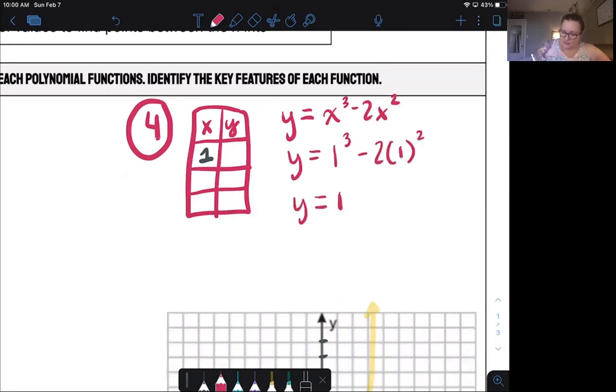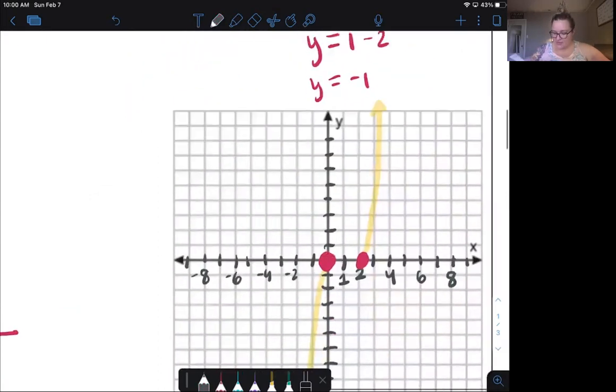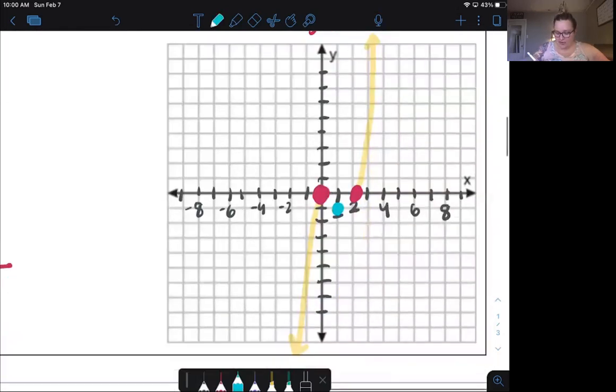1 cubed is 1. 1 squared is 1. Negative 2 times 1 is negative 2. 1 minus 2 is negative 1. So we have the point 1, negative 1. So now we see that for that point, 1, negative 1, right here, our graph goes down, hits that point, and then comes back up. So our graph does this.